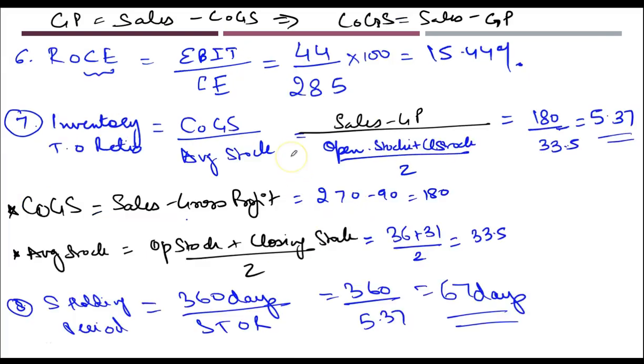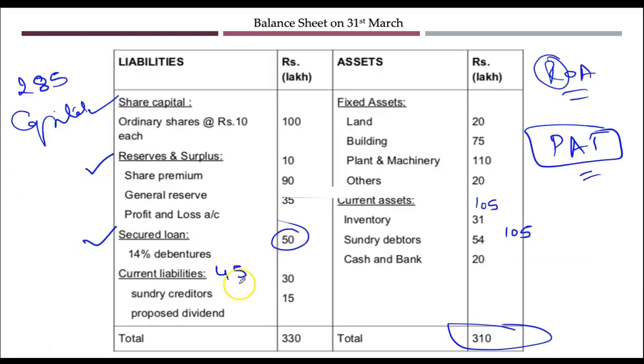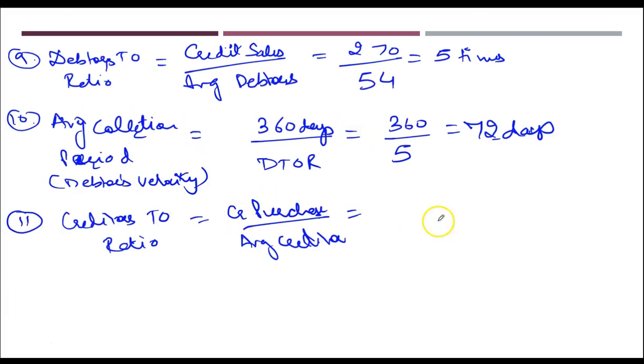Okay, you will simply take the purchase. It has been given as purchase; there is no average, no starting or anything, so you will take credit purchase as the whole purchase. Since no other value is given, you take the whole purchase value, 175, as credit purchase. And next is your average creditors. Since the creditors value is also given as a single figure, 30, you will take it as the whole average creditors.